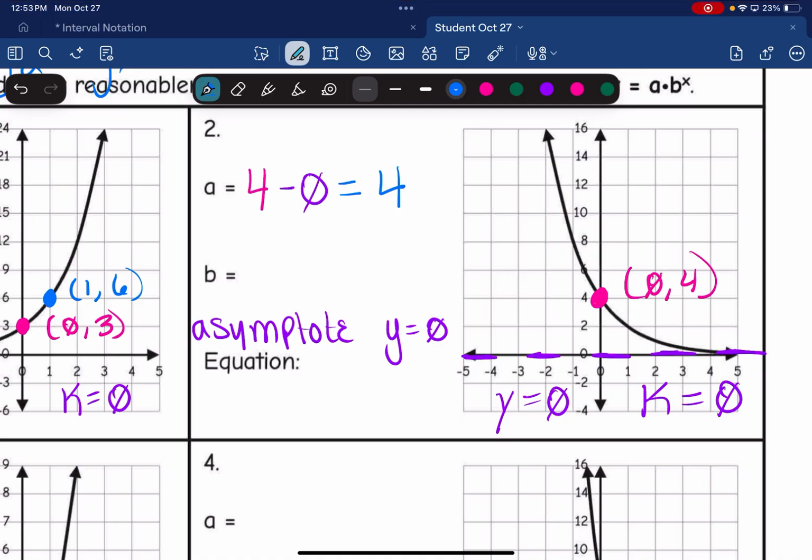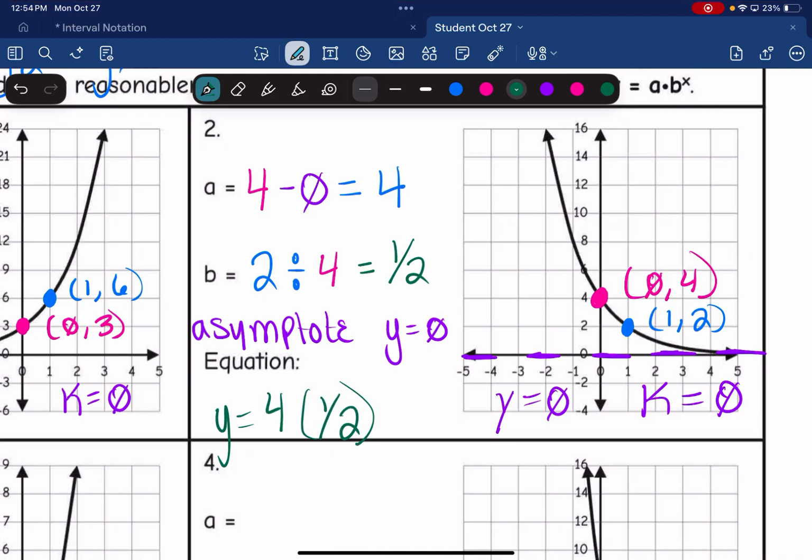To find my b, I need to find the second y value. So that's 1, 2. So I'm going to take 2, divide it by 4, and that gives me 1/2. So the equation is, oops, back it up. Y equals 4 times 1/2 to the x power.